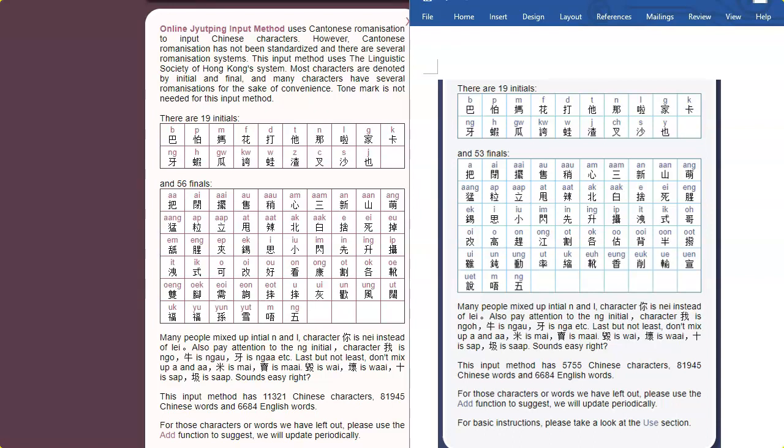All right, so in the previous video, we went through all the finals. And then we know that there are several different romanizations, like Sidney Lau, Jyutping, and Yale. I cannot cover everything, but I can show you a bit of the difference and go through the whole finals together. Here the left hand side is Jyutping, and the right hand side is Sidney Lau, or the old version of romanization.